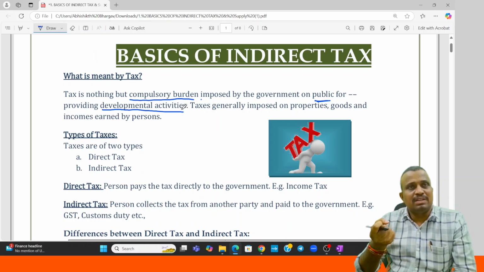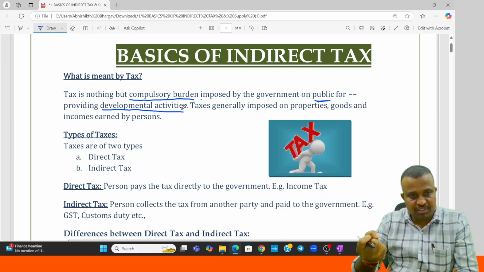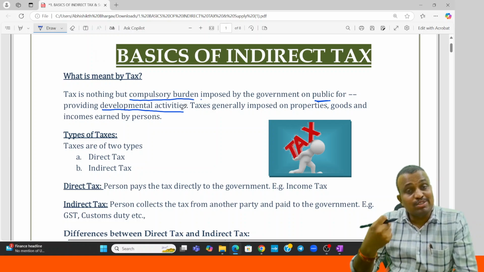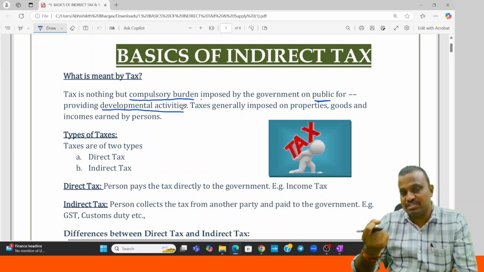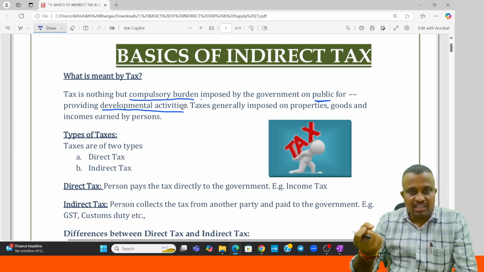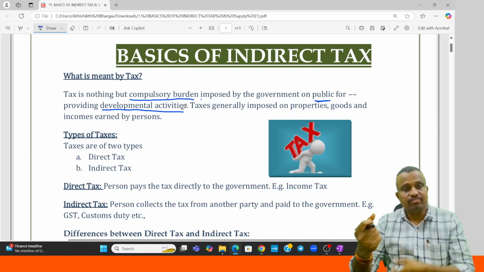And what type of developmental activities? The government needs to provide infrastructure, security or defense, some hospitality services, educational services. So all these activities are required to be provided by the government. For that purpose, the government requires money, and that amount is collected in the form of taxes. That's why tax is said to be one of the major revenues of the government.